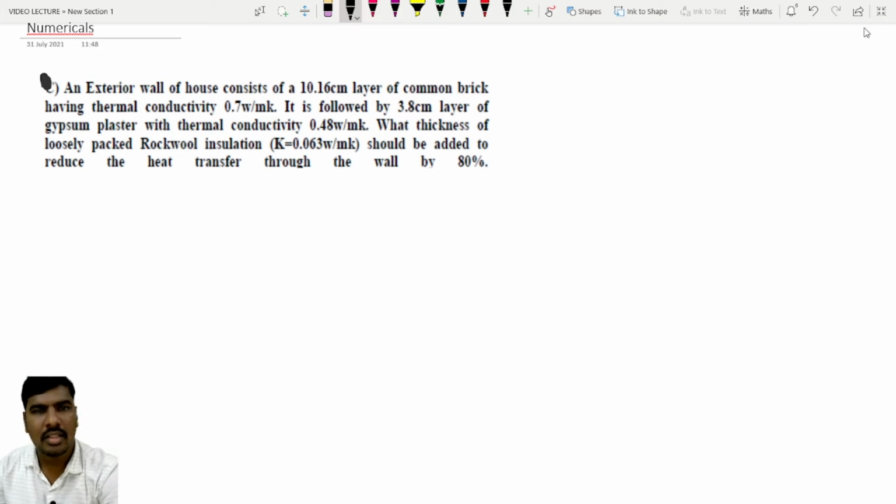Hi dear students. So last lecture we have covered the derivation of overall heat transfer coefficient. Now we will take the problems on the overall heat transfer coefficient and the composite wall.